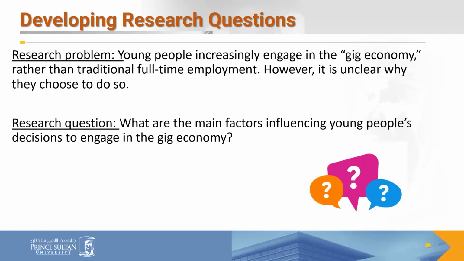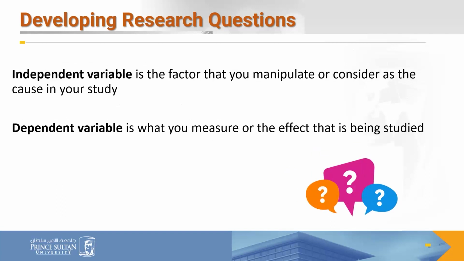Or if you have this research problem, young people increasingly engage in the gig economy rather than traditional full-time employment. However, it is unclear why they choose to do so. The research question can be something like, what are the main factors influencing young people's decisions to engage in the gig economy? As you can see in the questions, also the variables are defined.